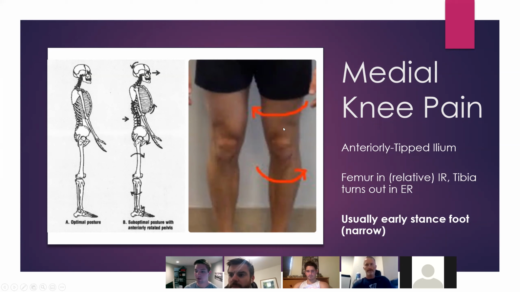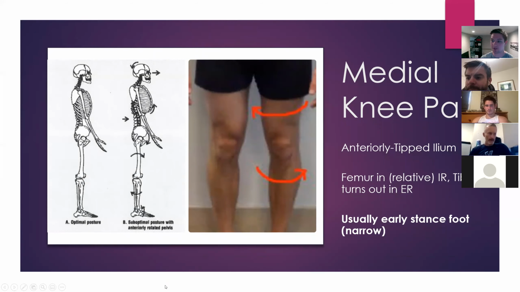Your femur and tibia are trying to do two totally different things. This is also this femoral internal rotation, tibial external rotation. This is just knee valgus. When it starts to get really crazy, this femoral IR, tibial ER, you see those knees cave in.